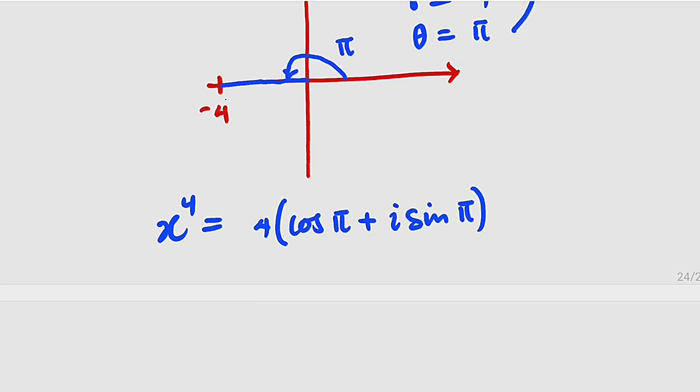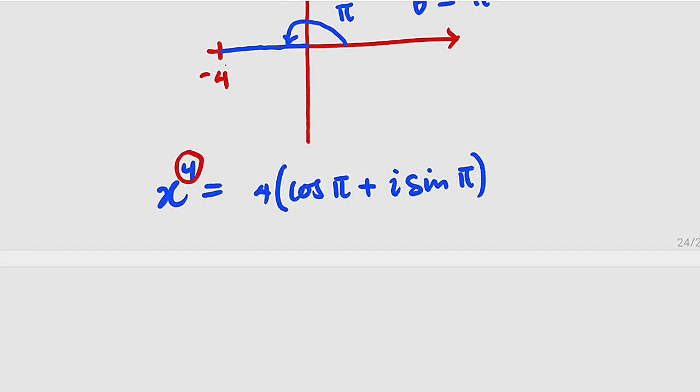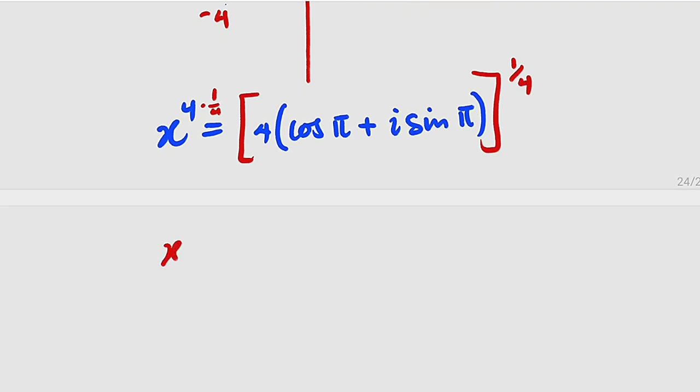But remember, we are looking for x. So how can we undo this power of 4? You can do that by multiplying this by 1 divided by 4. We equally have to do the same thing to the right hand side, raised to the power of 1 divided by 4. So on the left hand side, we have only x. And remember to add plus or minus because this is an even exponent.